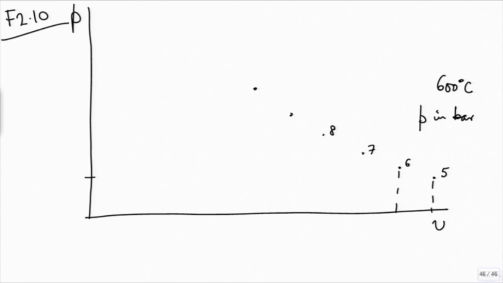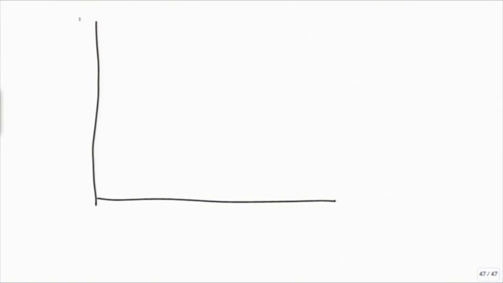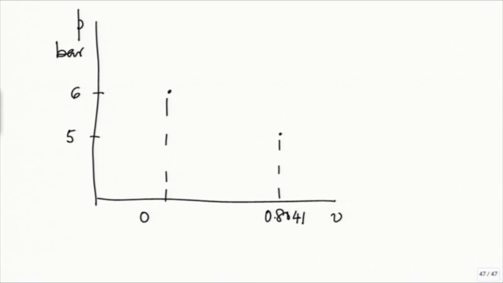So, if you consider the compression from 5 bar to 6 bar, just that particular part, we will have these 2 pieces of information. At 5 bar, the specific volume is, this is pressure in bar, and the volume here, let me write down. At 5 bar, it is 0.8041, and at 6 bar, it is 0.6697 meter cube per kg.